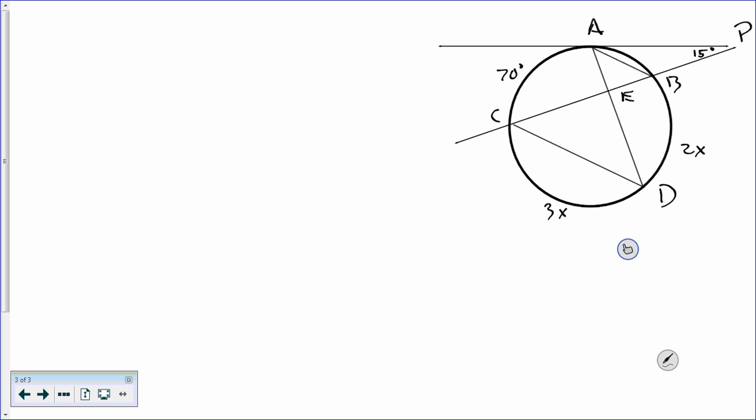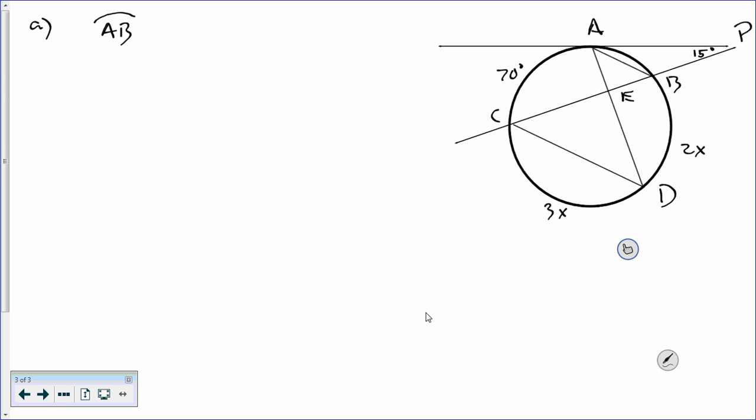The first question, question A, wanted to know the measure of arc AB, I believe. Hold on, I'm trying to check the question just to make sure that was it. Yes, okay, so I'm sorry about that. All right, so yeah, they wanted arc AB. They gave you enough information to solve this.